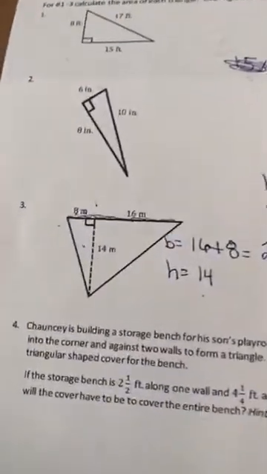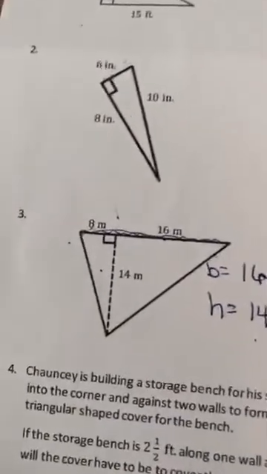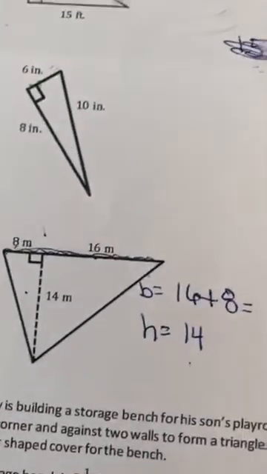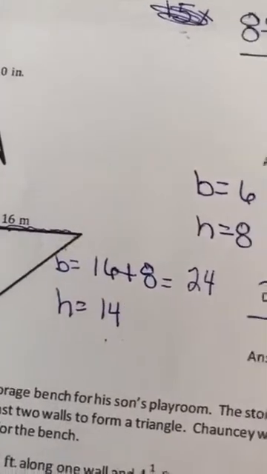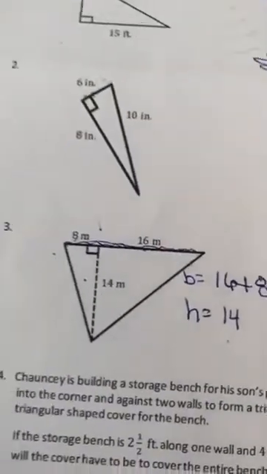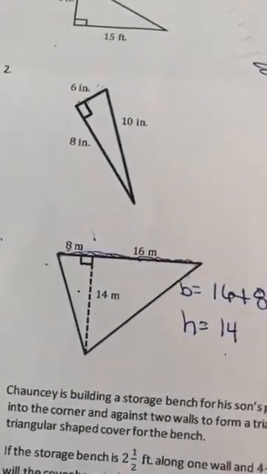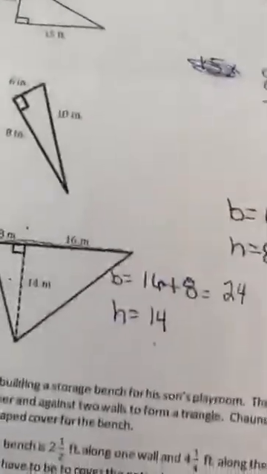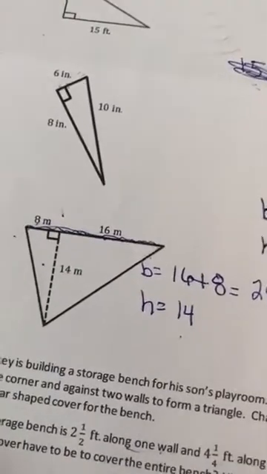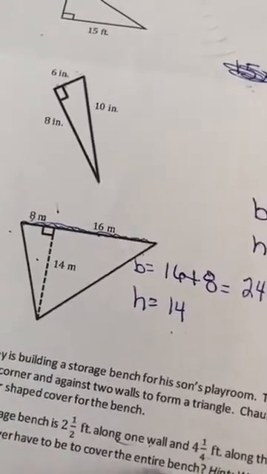Now let's look at the next problem. It is a word problem. All right. Okay, it says, Chauncey is building a storage bench for his son's playroom. The storage bench will fit into a corner against the 2 walls to form a triangle. Chauncey wants to buy a triangle-shaped cover for the bench. If the storage bench is 2.5 feet along one wall and 4.5 feet along the other wall, how big will the cover have to be to cover the entire bench? Hint, we are solving for area.